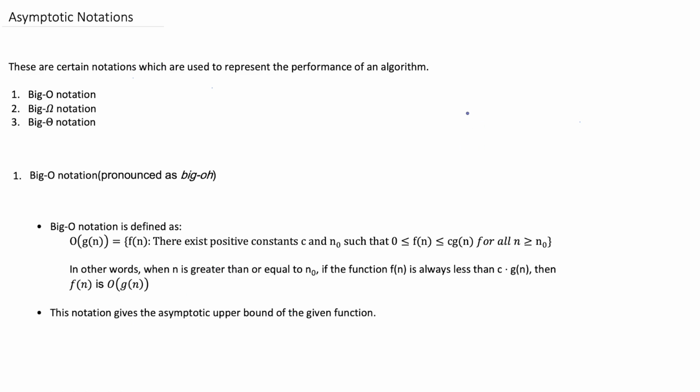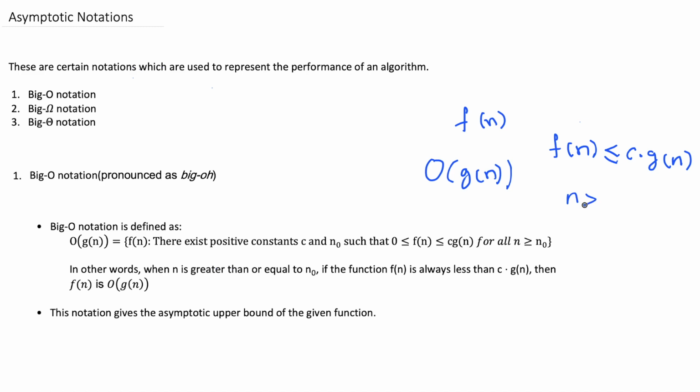Suppose that I have a function f of n, and if you wish to write this f of n as big O of some other function g of n, then the value of f of n should be less than or equal to some positive constant into g of n. And we do not want this to be always true, but we want it to be true if the value of n is greater than or equal to a specific value n0. And if the function c into g of n is always greater than f of n for n greater than or equal to n0, then we can write f of n as big O of g of n.